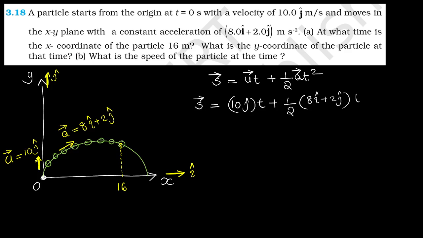T square. I mean S is the displacement at time t. Understood? S is the displacement. Displacement means the initial position and final position. This is S. S is the displacement between the initial and final position.